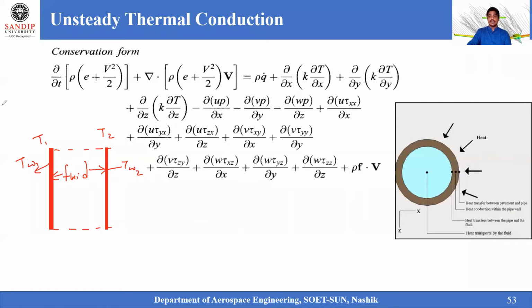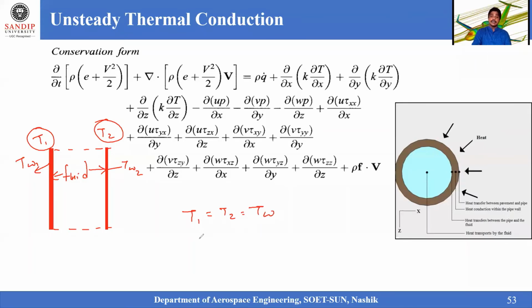The fluid is available in between, in the current problem which I am addressing here. Now if you concentrate on this particular problem, when T1 is equal to T2 is equal to TW, that is the wall temperature, or if T1 is equal to T2, that means both the walls are under equilibrium.